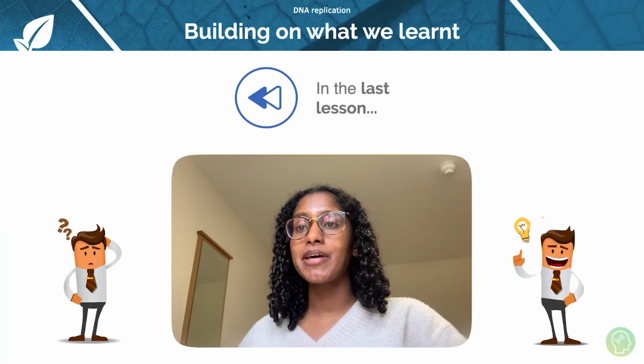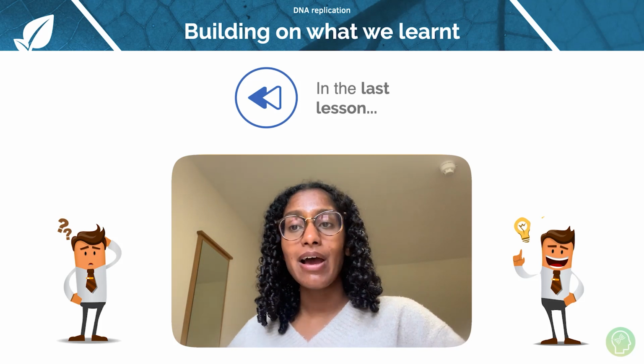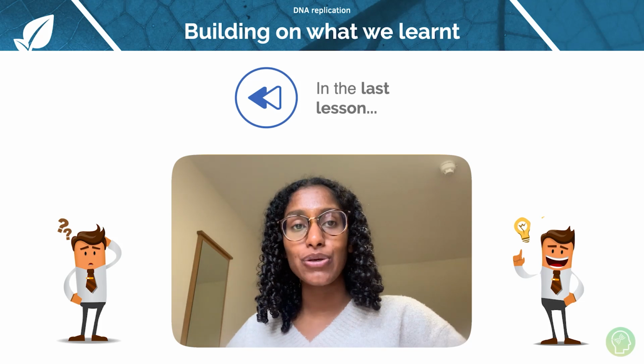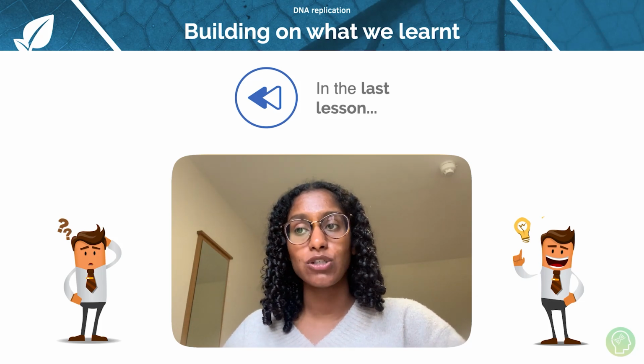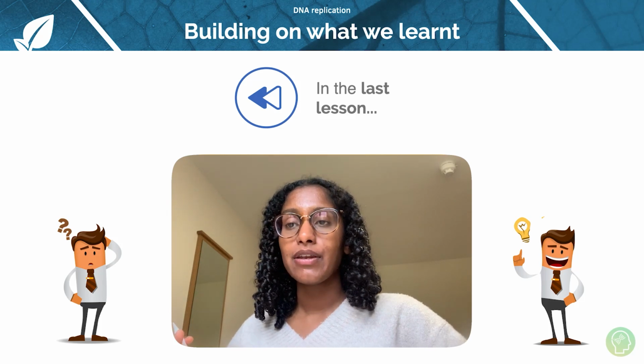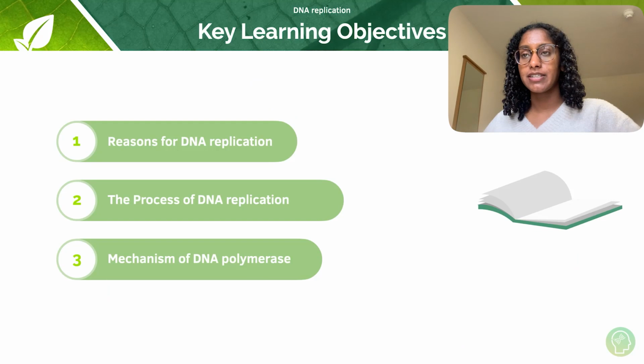So just to recap, in our last lesson we learned about the structure of DNA and how to purify it. You now understand that complementary base pairing occurs through hydrogen bonds and that two anti-parallel chains of DNA twist around each other to form a double helix. And nucleic acids from DNA can be purified via precipitation reactions.